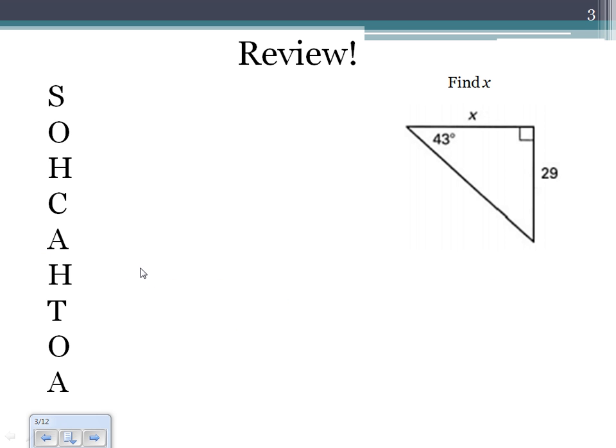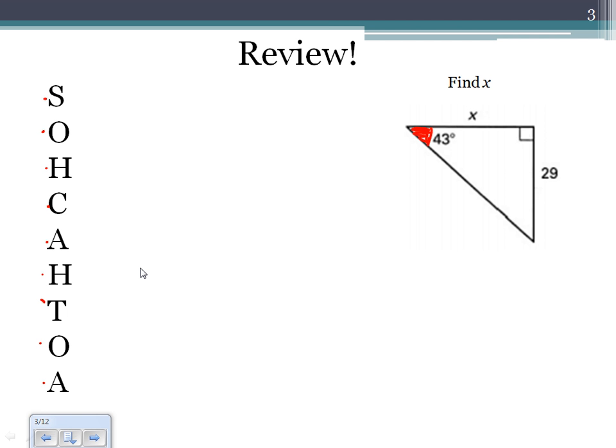Alright, so just a quick review. As I go through, please name it off. S stands for? Sine. Okay, very good. Remember to do these problems just as a quick refresher. Highlight your angle that you're looking for. Label your other sides.